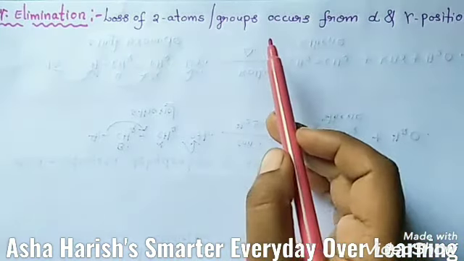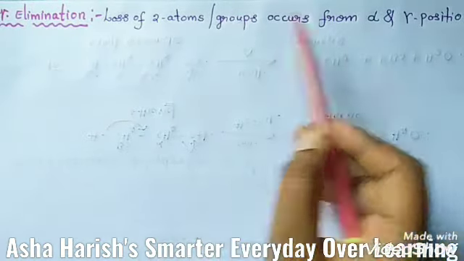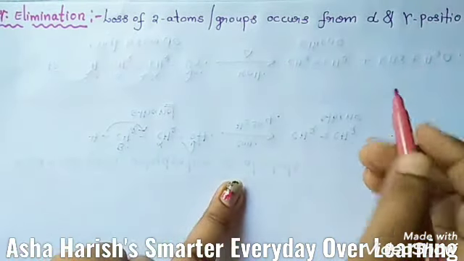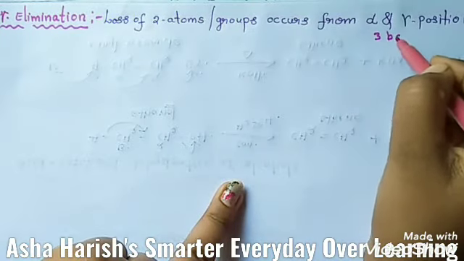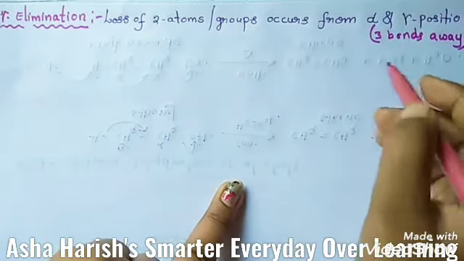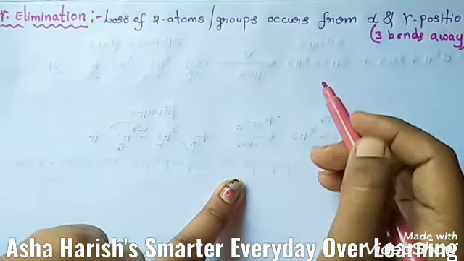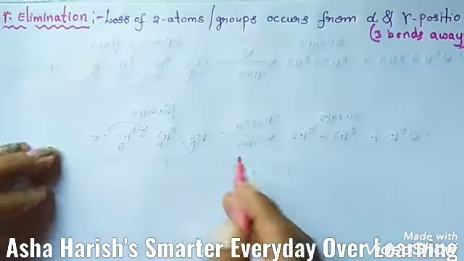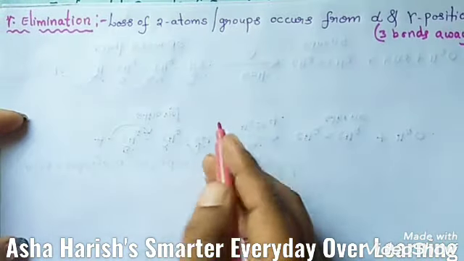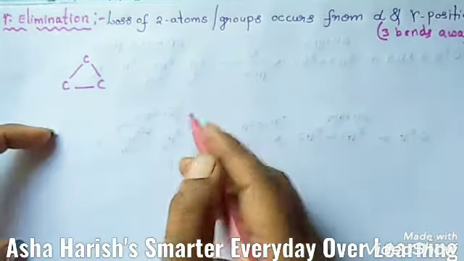In this type of gamma elimination, loss of two atoms or groups of atoms occurs from the alpha and gamma positions, that is 3 bonds away. These are the gamma positions of the molecule, leading to the formation of 3-membered rings. For 3-membered rings, for example, we have to take cyclopropane. So "prop" means there must be the presence of 3 carbons.